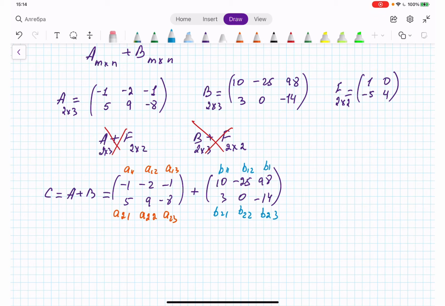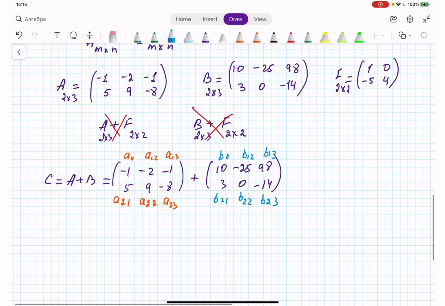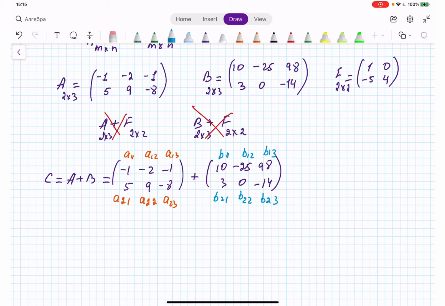Okay? So I'm going to add A11, I'm going to add elements with the same index. A11 adding B11. A12 adding B12. A13 adding B13. Okay? And as a result, I'm going to get, this is equal, so it's going to be -1 plus 10. I'm going slow so you can see. -2 plus 25, minus 25.